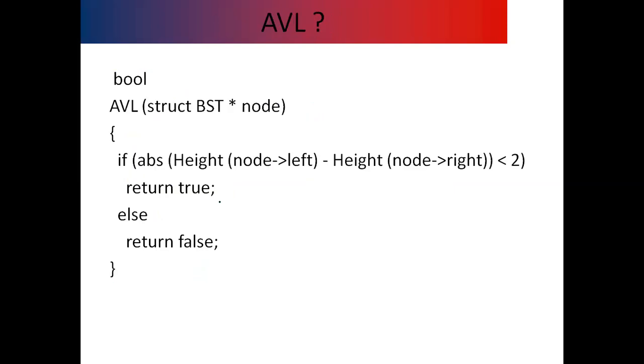The other function that I'm going to use is what is known as AVL. This will return true or false. If the AVL property is violated, then it will return false. If the AVL property still continues to be true, then it will return true. By the definition, you just look at the absolute value of the difference between the height of the left child and the height of the right child. If it is smaller than 2, then you return true, otherwise return false.